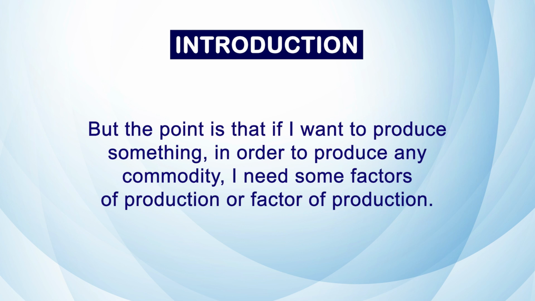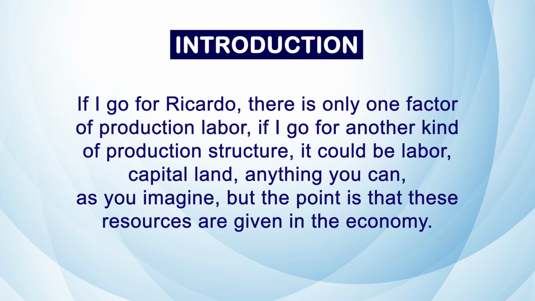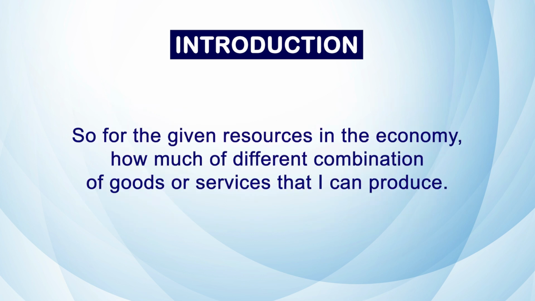But the point is that in order to produce any commodity, I need some factors of production. If I go for a Ricardo model, there is only one factor of production, labor. If I go for another kind of production structure, it could be labor, capital, land, anything you can assume or imagine. But the point is that these resources are given in the economy. So for the given resources in the economy, how much of different combinations of goods or services can I produce? Now students, think very carefully.